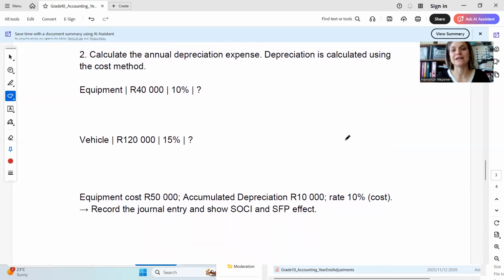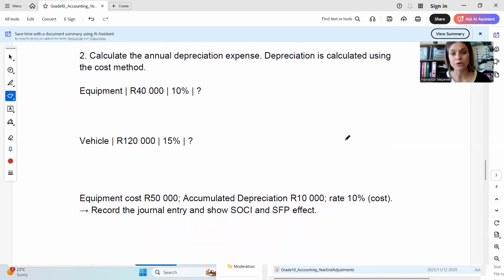And you should have seen that when you did cash budgets as well, where we discussed the receipts and payments versus income and expenses. Okay, right, so number 2 says calculate the annual depreciation expense. And like I said, this is now basic. So depreciation is calculated using the cost method. They gave us the cost there, they gave us the rate of depreciation, and then they now want us to calculate the amount.